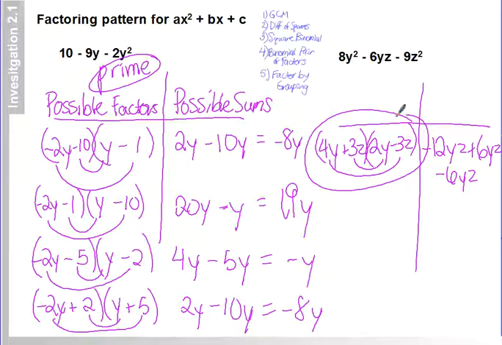Okay. So sometimes it does come on the first try. Oftentimes it doesn't. So don't get discouraged, right? We have lots of different factors that could have happened there, and only one will work. All right. Good job.